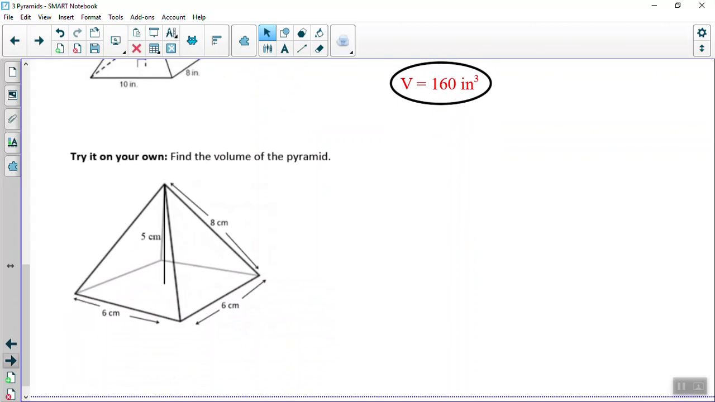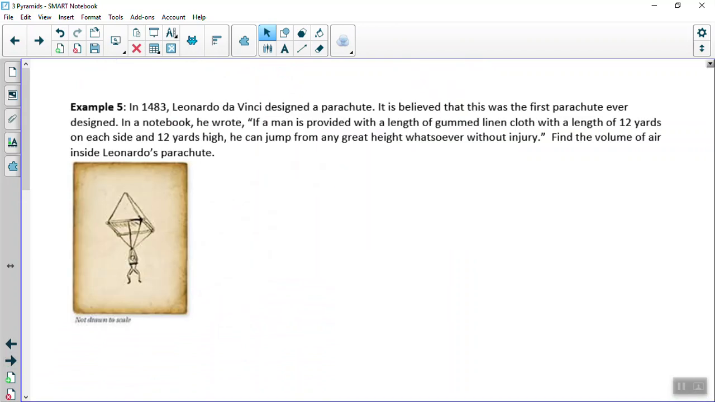Before I let you do that, we're going to go on and take a look at one more example, and then you'll have one more try on your own. In 1483, Leonardo da Vinci designed a parachute. It is believed that this was the first parachute ever designed. In a notebook, he wrote, "If a man is provided with a length of gummed linen cloth with a length of 12 yards on each side, and 12 yards high, he can jump from any great height whatsoever without injury." Find the volume of air inside Leonardo's parachute.